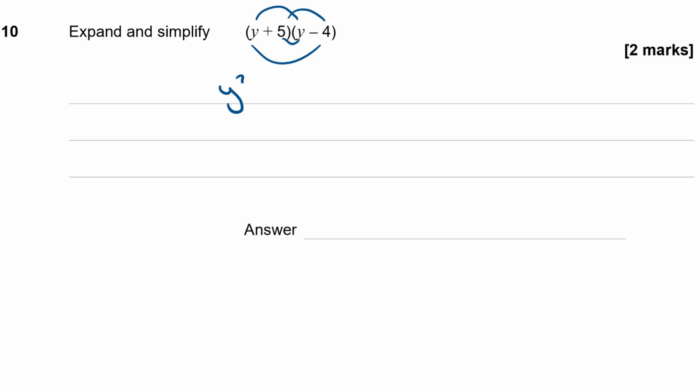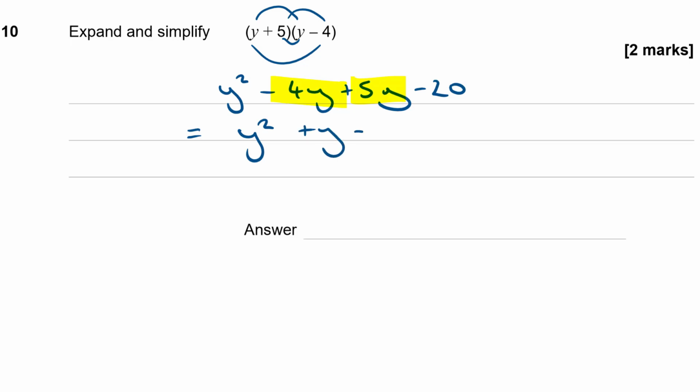Y times y is y squared. Y times negative 4 is minus 4y. 5 times y is plus 5y, and 5 times minus 4 is minus 20. At this stage, just look in the middle for your two like terms and add them up. So I've got y squared, minus 4 and plus 5 make y. So my final answer is y squared plus y minus 20.